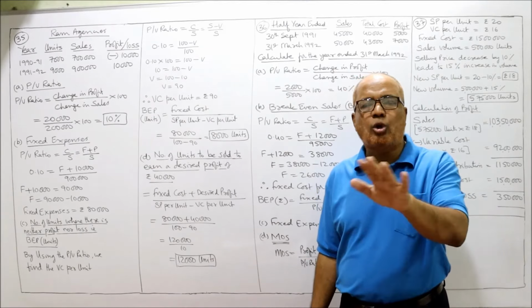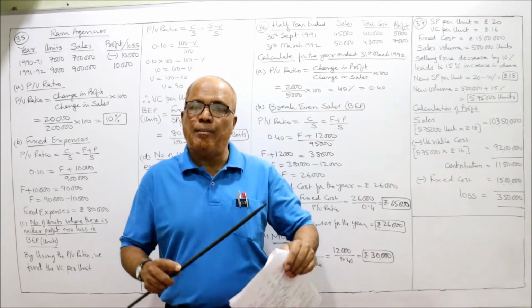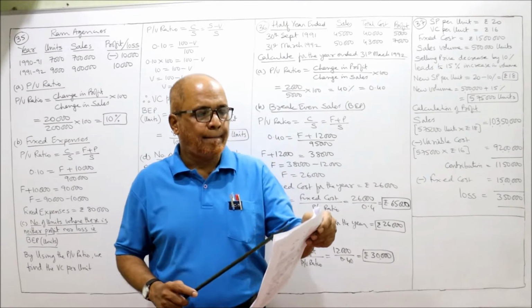Now calculate for the year ended 31st March. We have to calculate for 1 year. The data is given for first 6 months, second 6 months, but we have to calculate for the full year: PV ratio, then break-even sales in value, fixed expenses, margin of safety. The 4 questions are asked. One by one we can attempt.